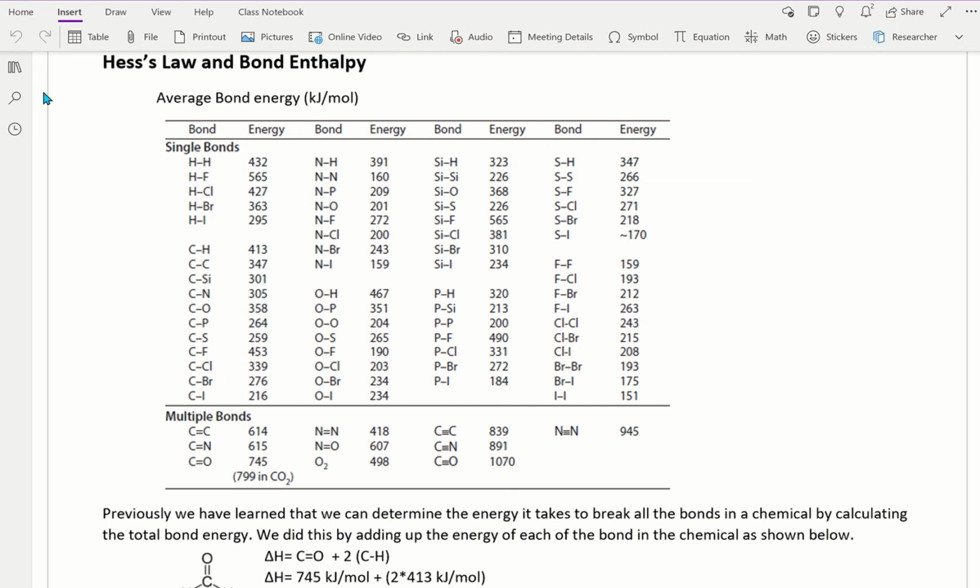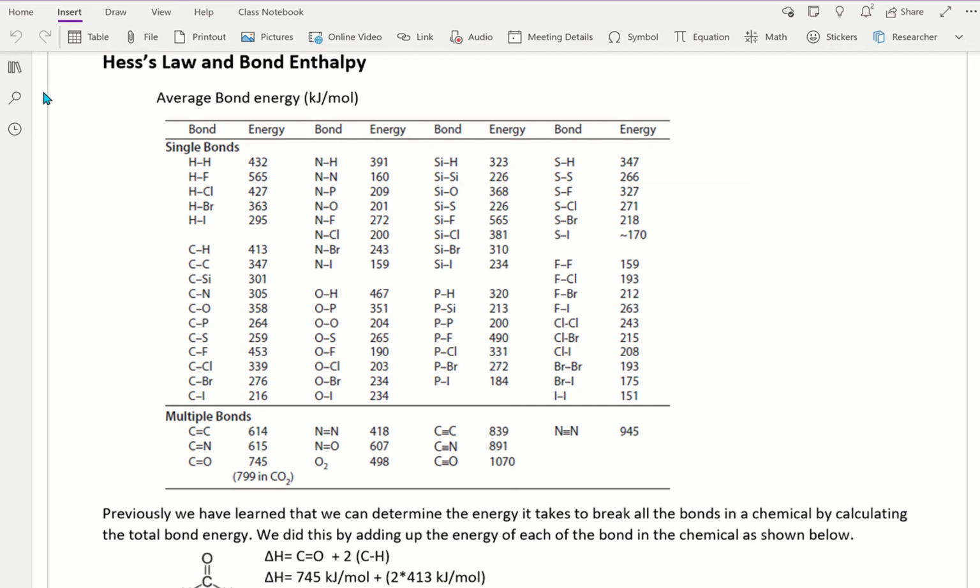We have also looked at using enthalpies of formation. So those are values we looked up like in our textbook, and we were able to take the enthalpies of our products minus the reactants and find the overall enthalpy of the reaction. So we have one more method really that we can look at.